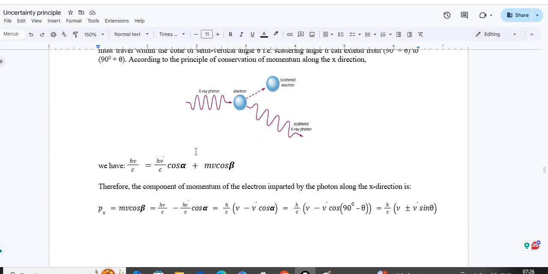Now the momentum along the x direction is given as p of x. So p of x is mv cos of beta. So what is mv cos of beta? Obviously you can rewrite this as h nu by c minus h nu by c into cos of alpha.